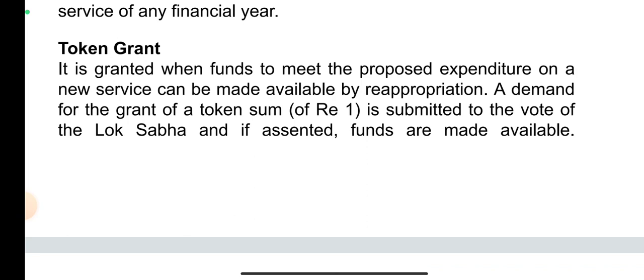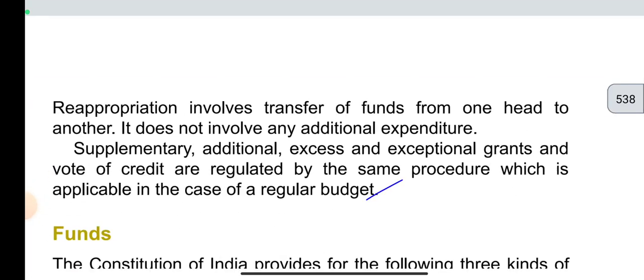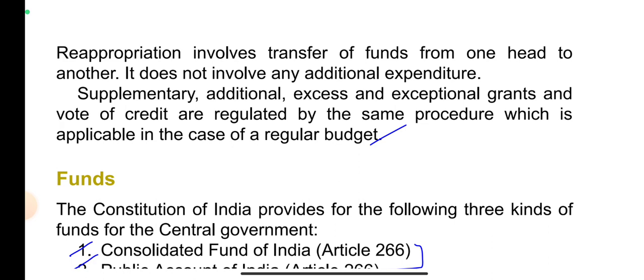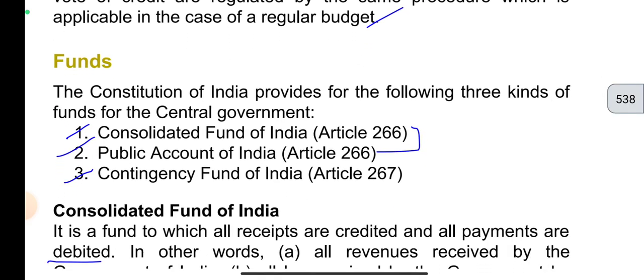Token grant: it is granted when funds to meet the proposed expenditure on a new service can be made available by reappropriation. A demand for the grant of a token sum of rupee 1 is submitted to the vote of the Lok Sabha, and if assented, funds are made available. Reappropriation involves transfer of funds from one head to another. रुपया 1, रुपया 100, इसका एक्चुअल मीनिंग मेरे को तब समझ में नहीं आया. It does not involve any additional expenditure. Supplementary, additional, excess and exceptional grants and vote of credit are regulated by the same procedure which is applicable in the case of the regular budget.